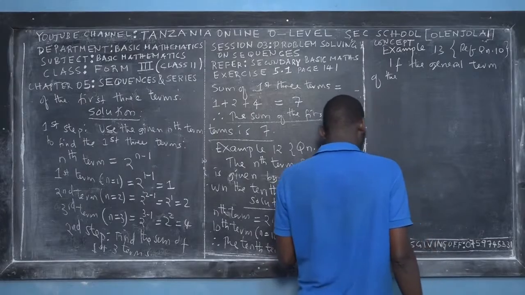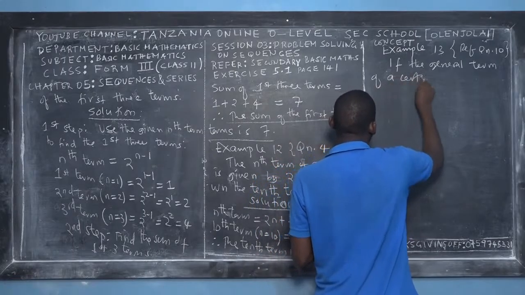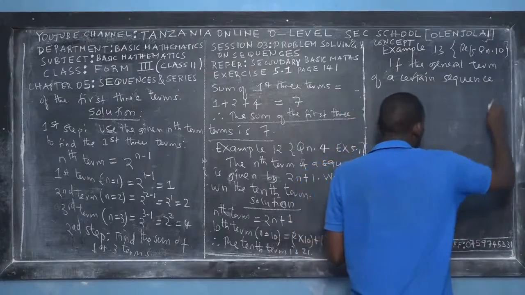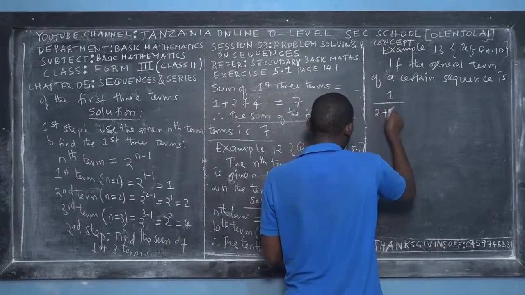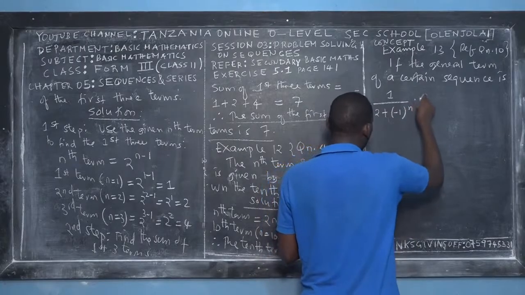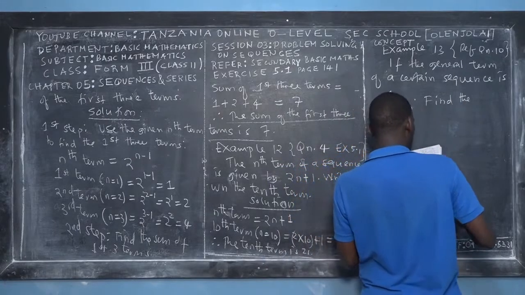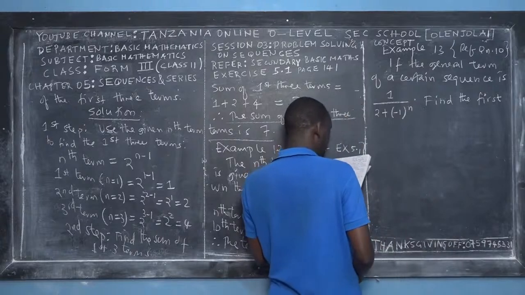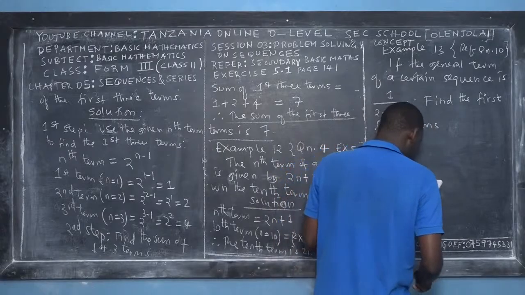If the general term of a certain sequence is 1 over 2 plus negative 1 to the power n, find the first 4 terms. Find the first 4 terms.